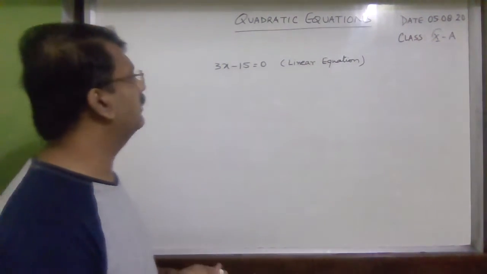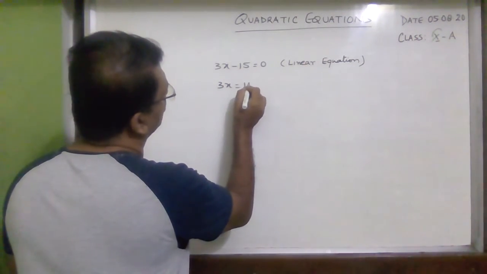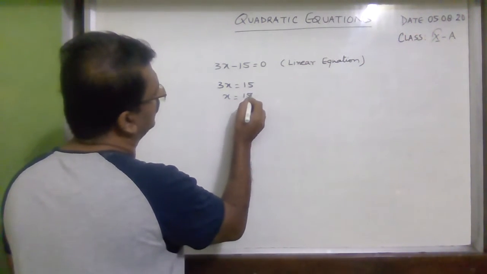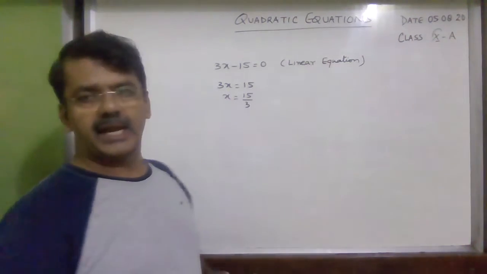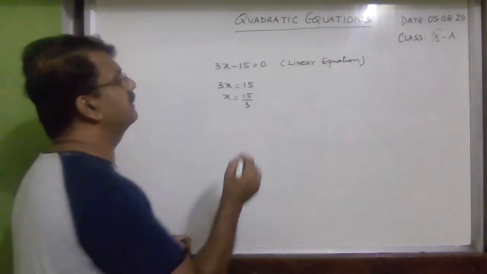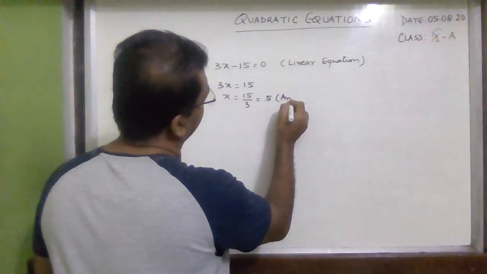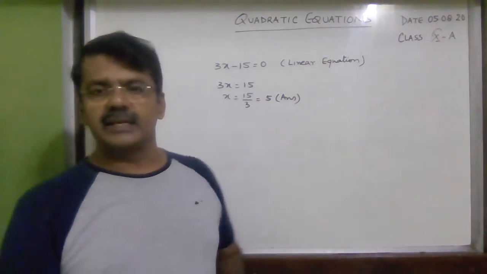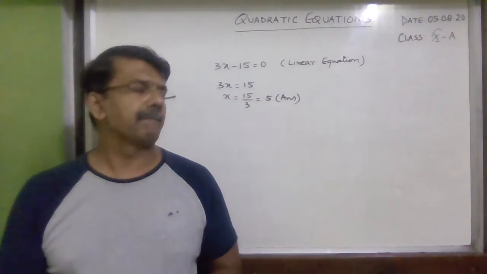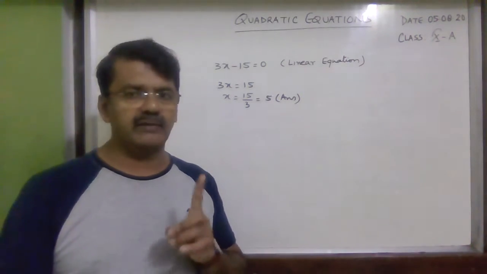Now if I try to solve this linear equation, then I'll write 3x is equal to 15, if you shift 15 to the other side. So x will be equal to 15 upon 3. And 15 upon 3 is nothing but 5, and that is your answer. So you can see in a linear equation we will always have only one value of the variable. Here also x was the variable or the unknown, and we are getting only one value of x, that is 5.